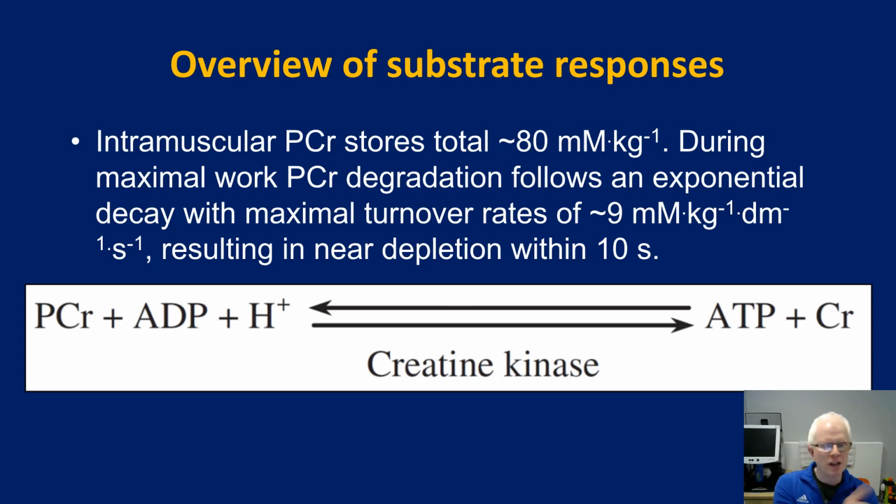It is not driven by the abundance of the substrate. The substrate, in this case the PCR, reflects quite simply the capacity that we have for that as a substrate. So where it says here we've got around 80 millimoles per kilogram, that's of just the PCR. The 9 millimoles per kilogram per decimeter per second is governed primarily by the amount of this creatine kinase that we've got, the enzyme. The enzymes themselves, though, are affected by a number of key things.